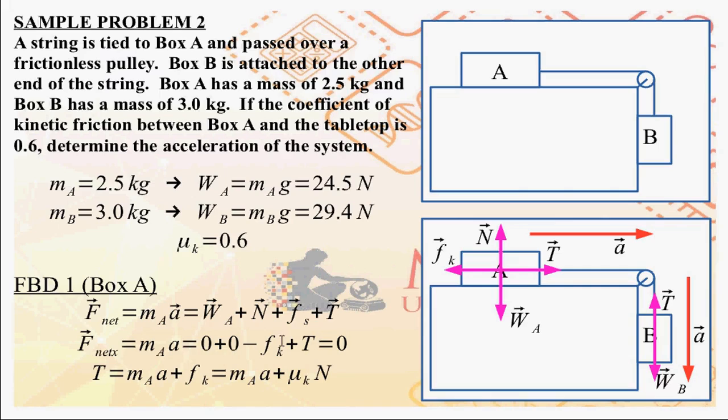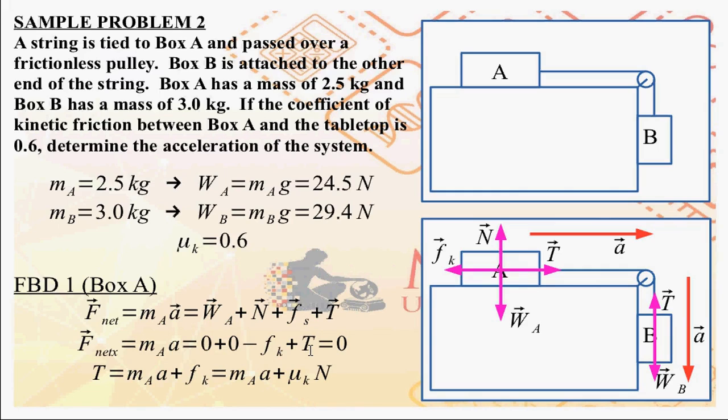Friction is heading in the negative direction. So this should be Fk because we're talking about kinetic friction. So this is not Fs but Fk. Fk is horizontal, heading in the negative direction, so negative Fk. Tension is horizontal, heading in the positive direction.